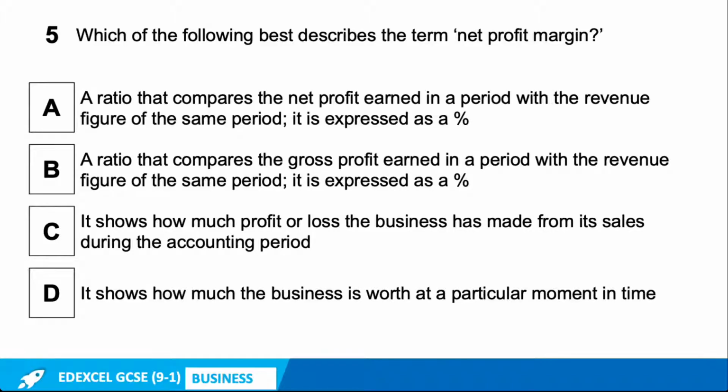Which of the following best describes the term net profit margin? Is it A, a ratio that compares net profit earned in a period with the revenue figure for the same period expressed as a percentage? Is it a ratio that compares the gross profit earned in a period with the revenue figure for the same period expressed as a percentage? Or it shows how much profit or loss the business has made from its sales during the accounting period? Finally, is it D? It shows how much the business is worth at a particular moment in time. A, B, C, or D. We're looking for the best description of the term net profit margin.